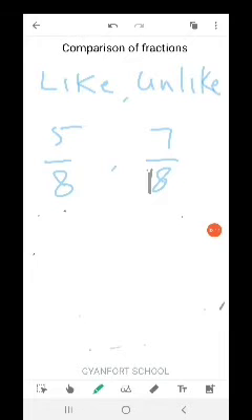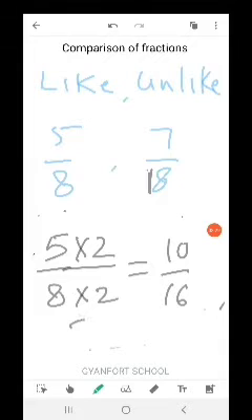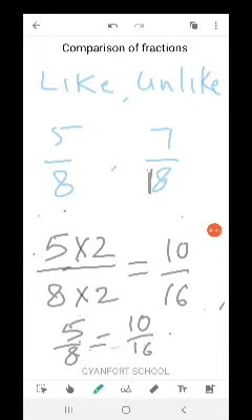Okay, what is an equivalent fraction? Let's say you are given a fraction, now we multiply the numerator by 2 and the denominator also. So 10/16. Okay, so we can say 5/8 is equal to 10/16. These are equivalent fractions. If the numerator is multiplied by some number and the denominator is also multiplied by the same number, then whatever we get is the equivalent fraction of the original fraction.